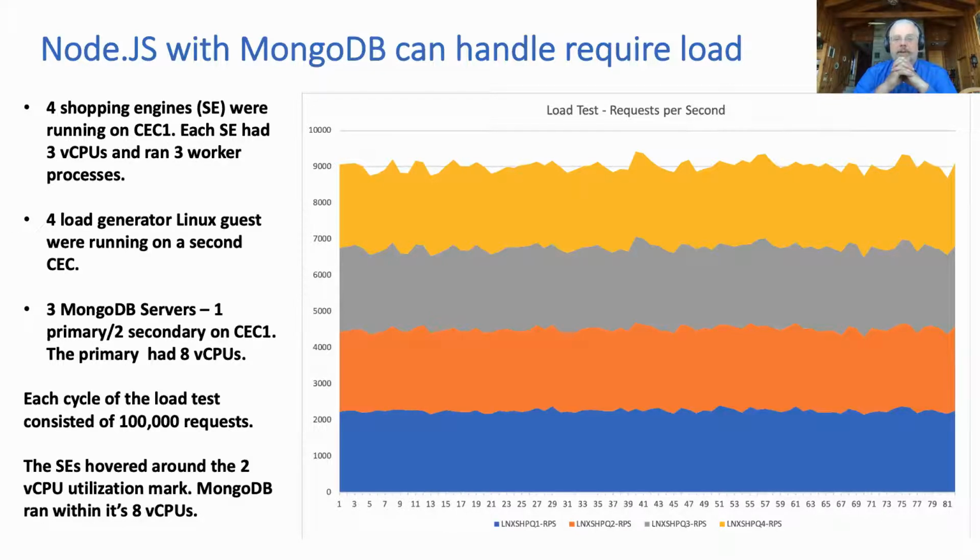You have to make sure that you're running at the speeds that you can run at. In this case, you'll see on a slide coming up, we knew we had to get to 6,500 transactions per second. We were able to achieve 9,000 transactions running 4 shopping engines, is what we called them.